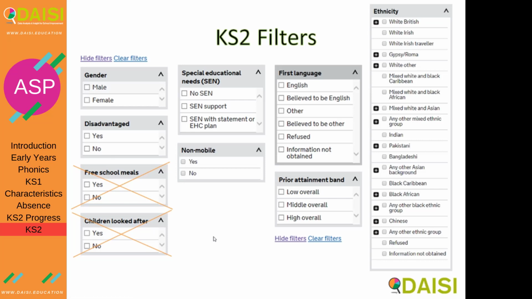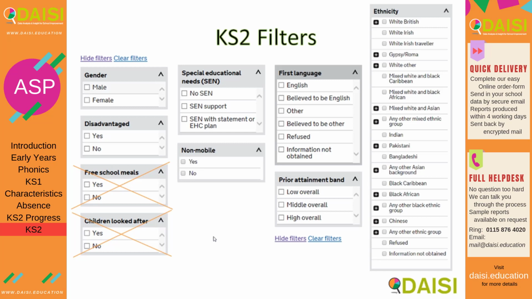And this is how Key Stage 2 progress and attainment is shown for a single year in the ASP. So now would probably be a really good time to pause this video and have a look at your own school's results.